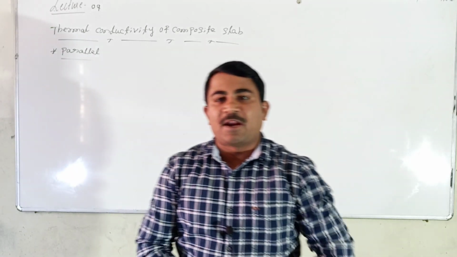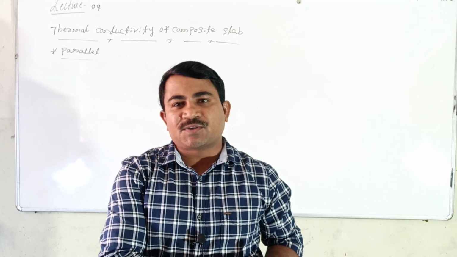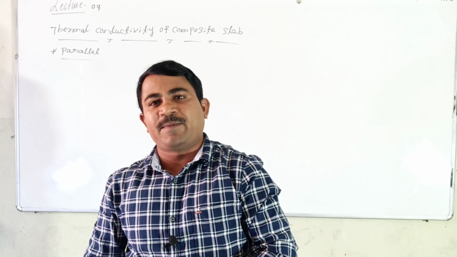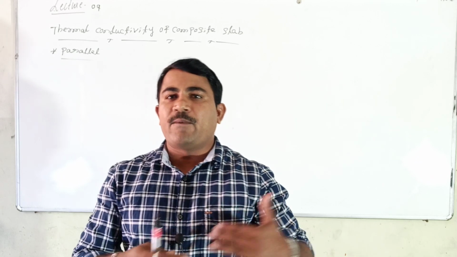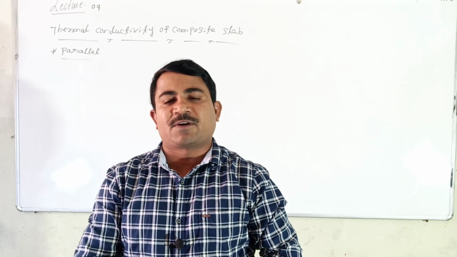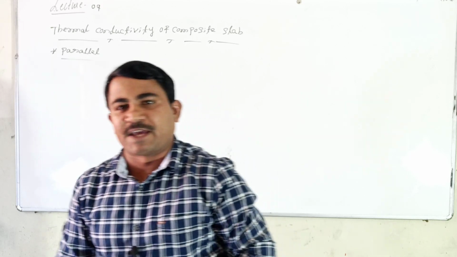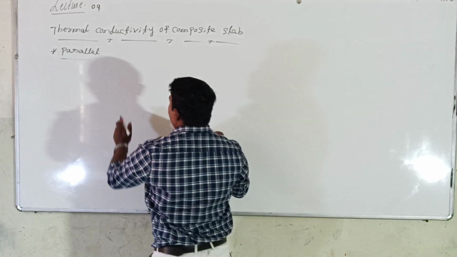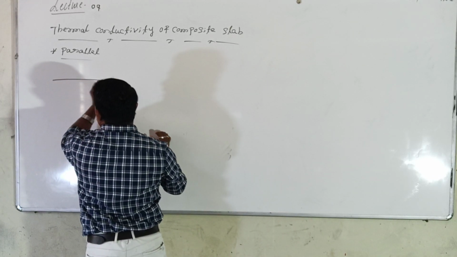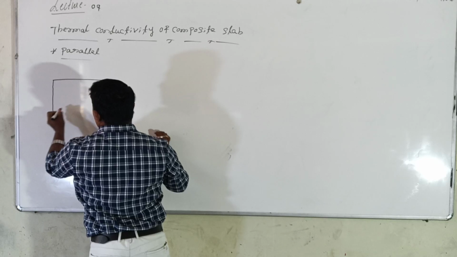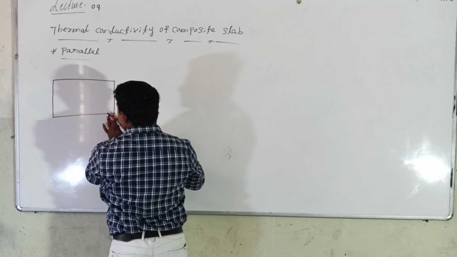Composite slabs in parallel combination mean two different rods of a different nature, of the same length but of a different area. If they are placed one by one, then this combination we call a combination of slabs in parallel. How does it look? I will take two different materials of different area of cross section but having the same length.